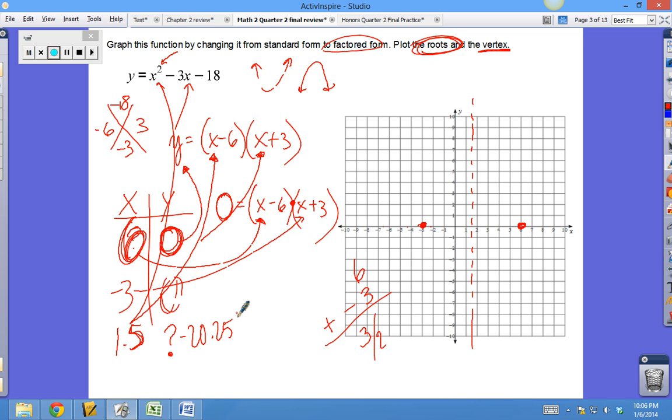Just kind of a big number, so maybe you think I did it wrong. You're not sure, so you could plug it into this one, and if you get the same answer, then you know 100% you got it right. But we're going to feel good about it. We're going to go over 1.5, down a negative 20.25. It's off the graph, and there is my parabola. It's going to look just like that.